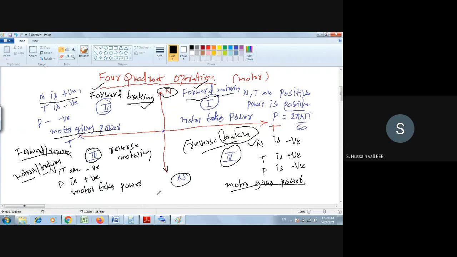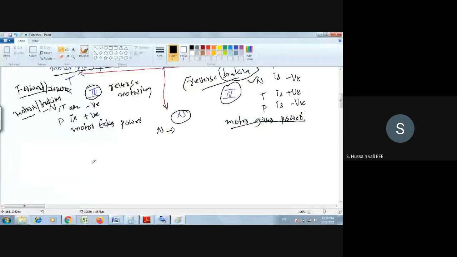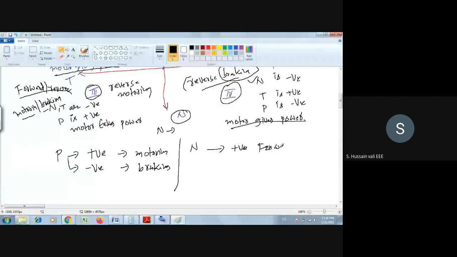So I can conclude here: when P is positive, it is motoring, whereas when it is negative, it is braking. Coming to speed, when speed is positive, it is forward, in the sense that it is moving in the same direction. You generally consider speed as positive in one direction, and in the opposite direction you consider speed as negative. That you call reverse.